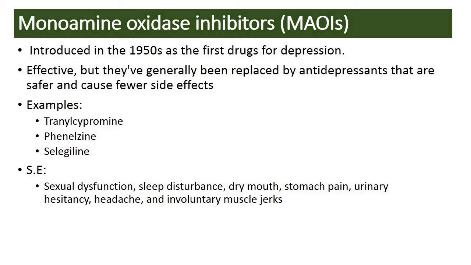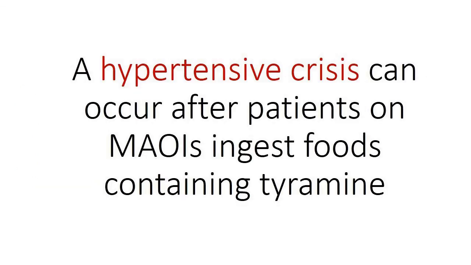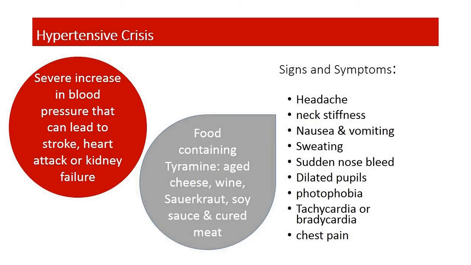One key thing to know is that a hypertensive crisis can happen after patients on MAO inhibitors ingest foods containing tyramine. So what is a hypertensive crisis? A hypertensive crisis is a severe increase in blood pressure that can lead to a stroke, a heart attack, or a kidney failure. Extremely high blood pressure, a systolic pressure of 180 millimeters of mercury or higher on the top, or a diastolic pressure, which is the bottom number, of 100 millimeters of mercury or higher on the bottom, can damage the blood vessels, leading to a stroke, a heart attack, or even a kidney failure.